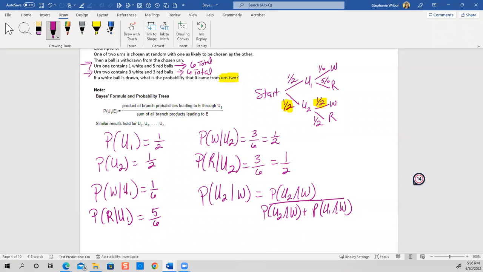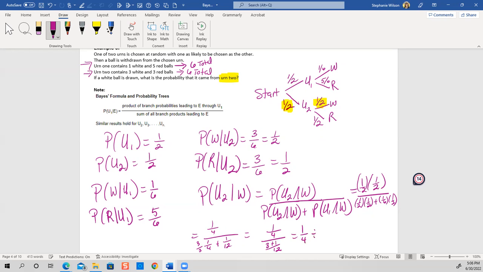So now I have a half times a half, all divided by half times the half, plus, what do we get? 1/6 times that half. So now I got 1/4 over 1/4 plus 1/12. I got 1/4 over, multiply this by 3 to get the common denominator. So I got 3 plus 1 over 12.